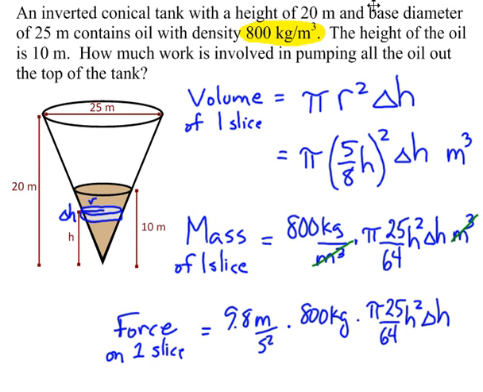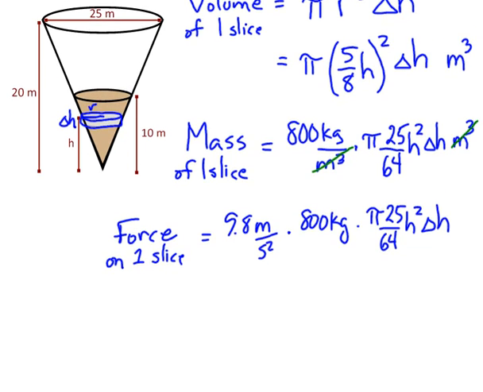Good. Now, if you remember, if we combine kilograms and meters per second squared, we get newtons. And that's good because we want force times distance. Our force is in newtons, and our distance is going to be measured in meters. Now that we've figured out the force on one slice, to finish this out, we also need the distance to pump one slice.